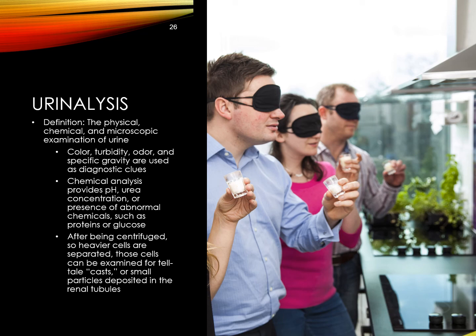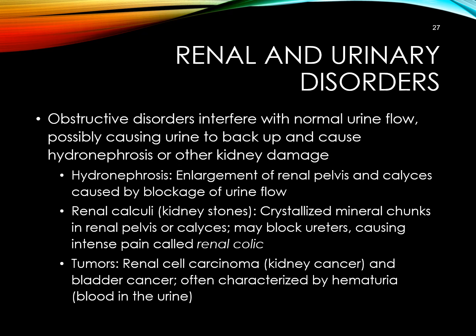Over and out. All right, now we're going to move on and talk about some different types of disorders of the kidney and the urinary tract. And the first one on our list is obstructive disorders. And these disorders interfere with the flow of urine. Now, if urine cannot flow then it's going to back up into the kidney, and that's going to cause that renal pelvis where the urine collects to become enlarged, and we refer to that as hydronephrosis.